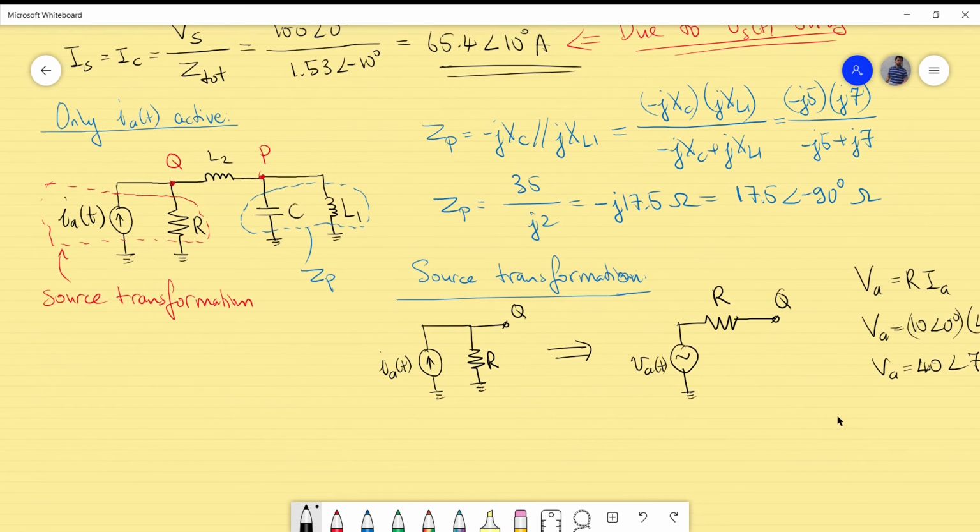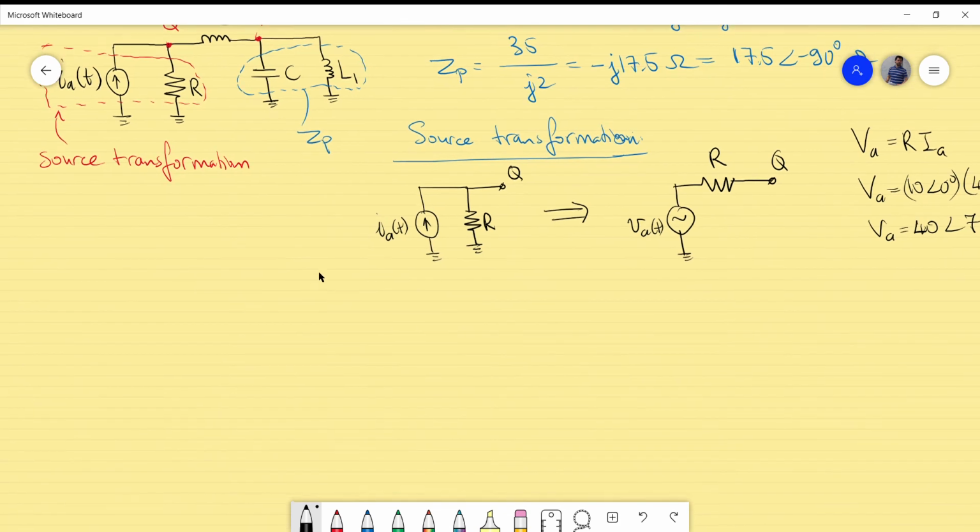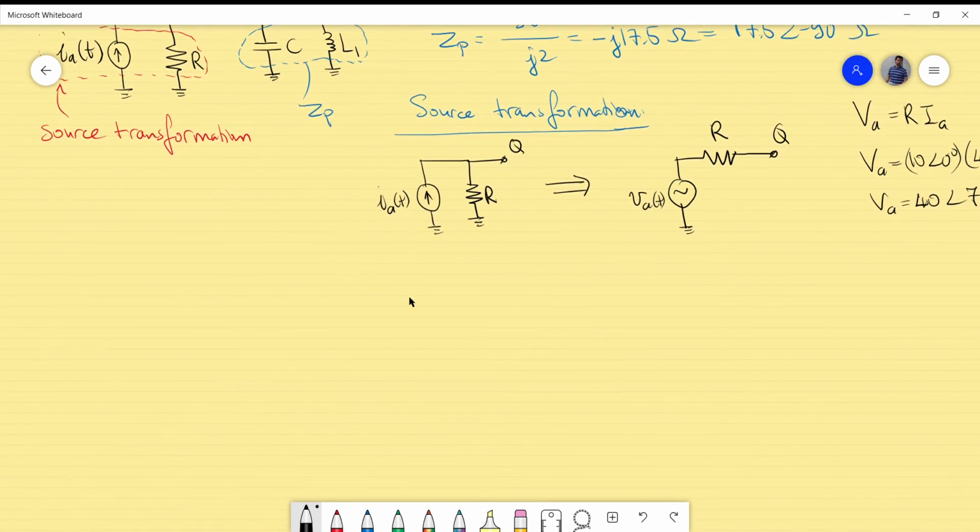So what we have is the following. You have actually this part converted to a series combination of the voltage source and the resistor. It is in series again with the L2, and that one is in series with the ZP. So we have simplified the situation quite a lot. And it will be handy when we carry out the calculation.